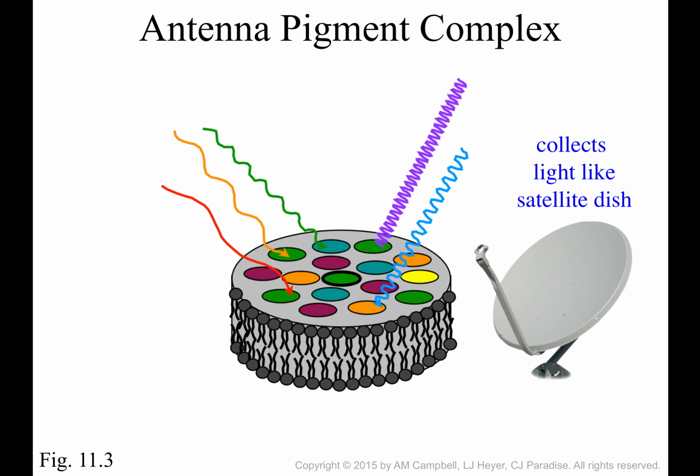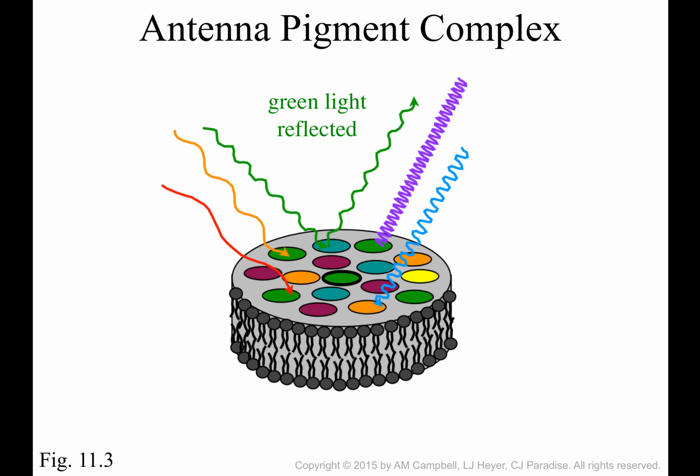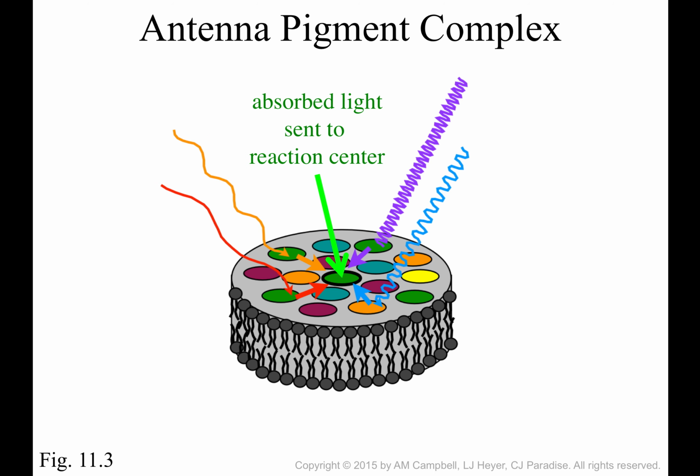So you're going to see that these antenna pigments pick up the energy of the sun, and then they focus that energy to a reaction center, chlorophyll. Okay, green light is not absorbed, it's reflected. The absorbed light, the energy, is sent to the reaction center in the physical center of this antenna complex. So let's say some violet light is absorbed by this pigment.